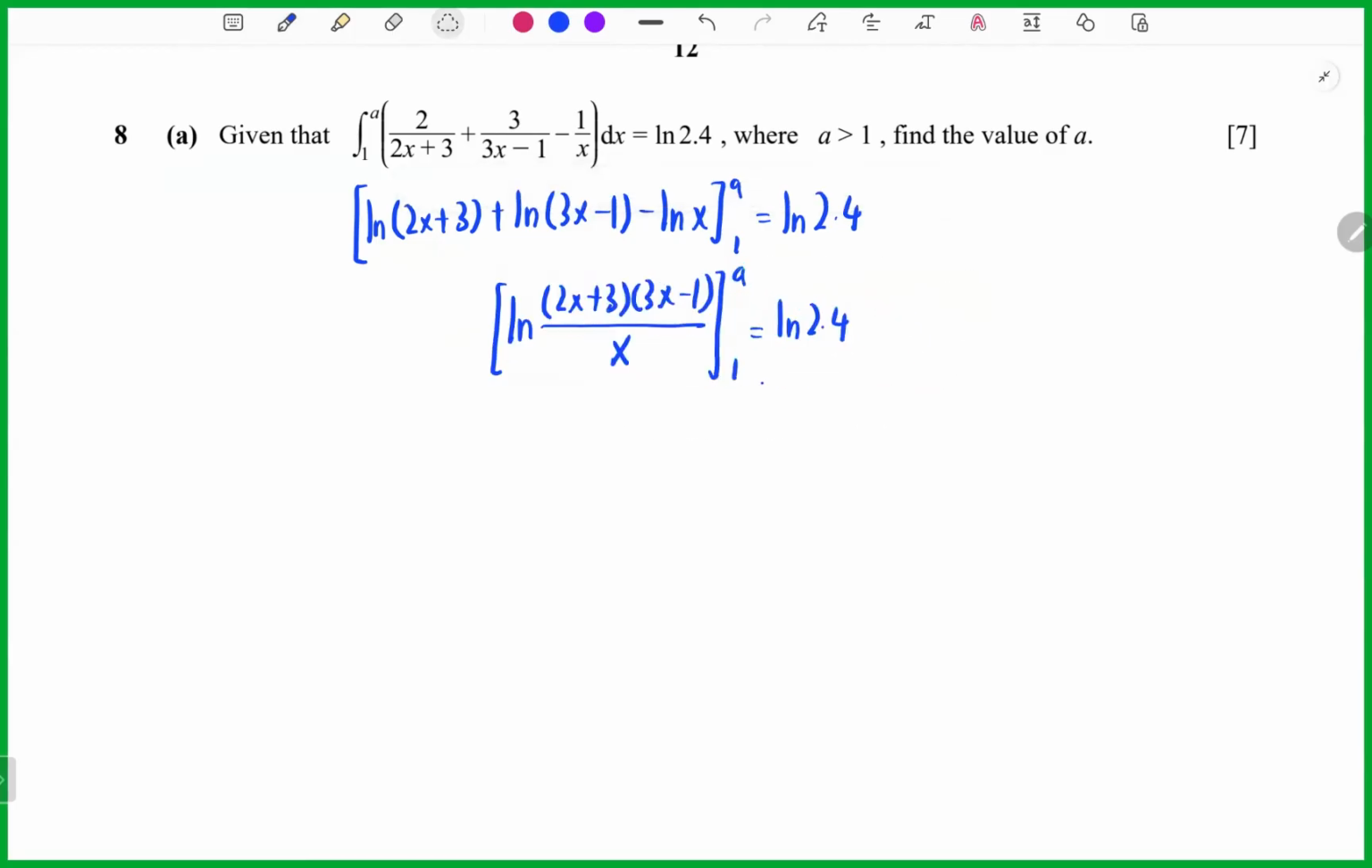Okay, so we can put the value of a. So it's ln 2a plus 3, 3a minus 1 over a, and then minus the value at 1. So, okay, 2 plus 3 will get 5, then 3 minus 1 is 2. Okay, 10. So it equals to ln 2.4.